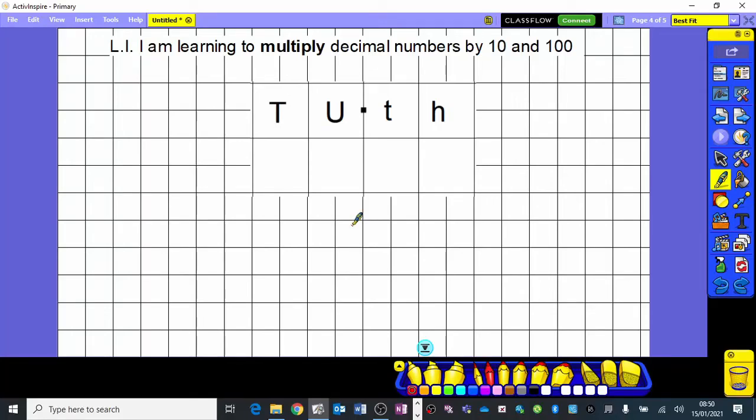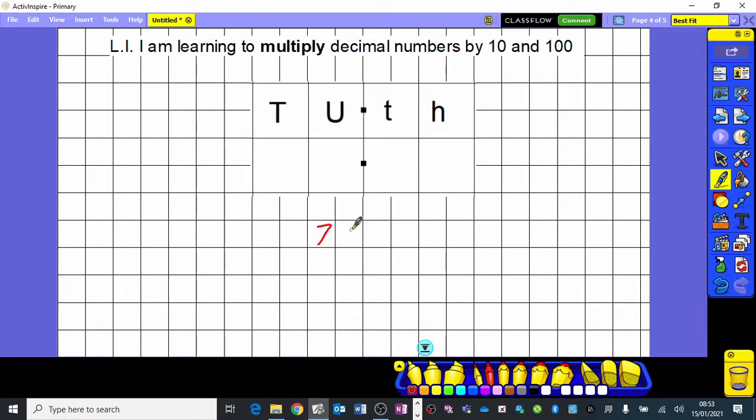Hi everyone. In today's video, we're going to be learning to multiply decimal numbers by 10 and 100. Before you watch this video, it's really important that you go back and watch the first video about how to multiply whole numbers, not decimal numbers, but whole numbers by 10 and 100. However, if you've watched that and you have a good idea of how to do that, then let's get cracking with how to multiply decimal numbers by 10 and 100.